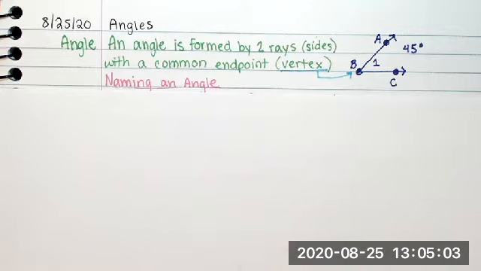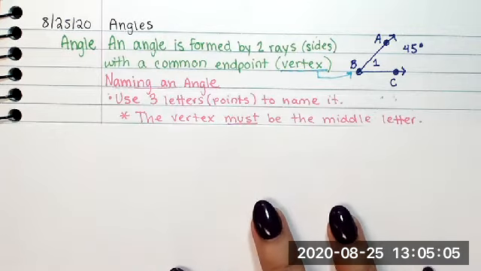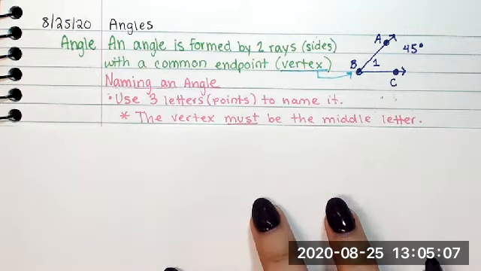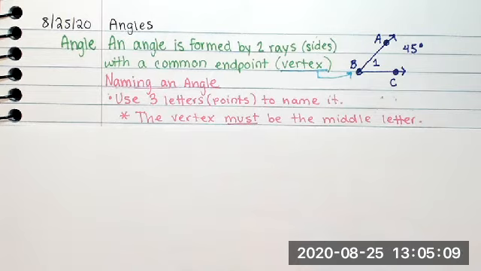So when we name an angle, almost all the time, you will use 3 letters to name it. And the vertex has to be the middle letter every single time. That's part of sort of the identity of an angle, is to be able to look at the name and know exactly what the vertex is by seeing the middle letter.